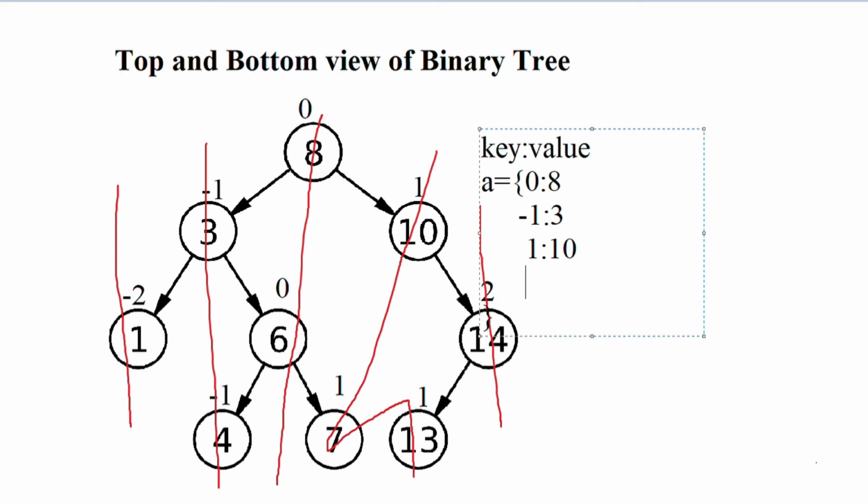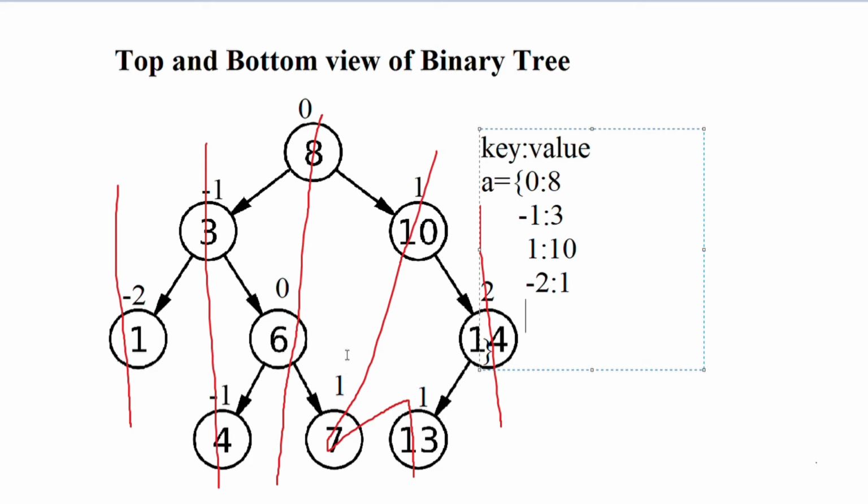Okay, after that I come to, let's say, this node. So what is the key? -2. I say, is -2 present there? If it is present, then I won't insert anything, since my task is to print the first element that I find. Is -2 present in my dictionary? No, it's not. So -2 will become my key, and my value will become 1. Great.